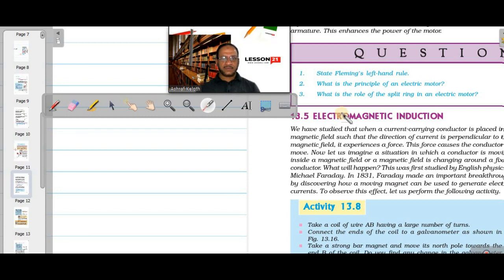Then next, what is the principle of an electric motor? It works based on the principle of force acting on a current carrying conductor placed in a magnetic field. Very good. Next question: what is the role of the split ring in an electric motor? The split ring acts as a commutator, which reverses the direction of flow of current.